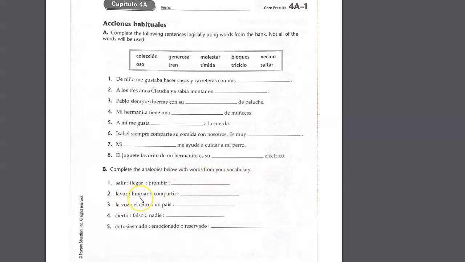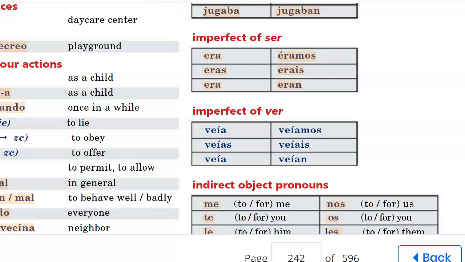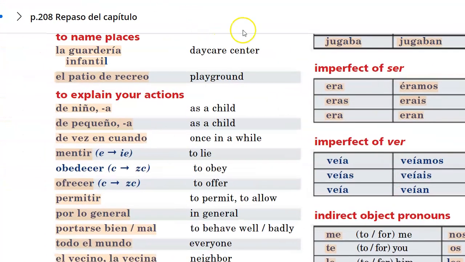Lavar and limpiar are synonymous, similar in meaning. Lavar is to wash, limpiar is to clean. So we're looking for something similar in meaning to compartir, and that would be ofrecer, the verb to offer. Similar to compartir, to share. And again, all the key vocabulary you can find here on page 208 of the textbook.